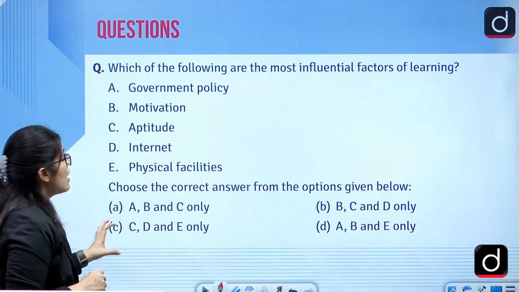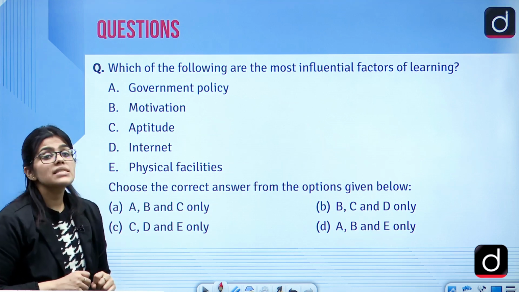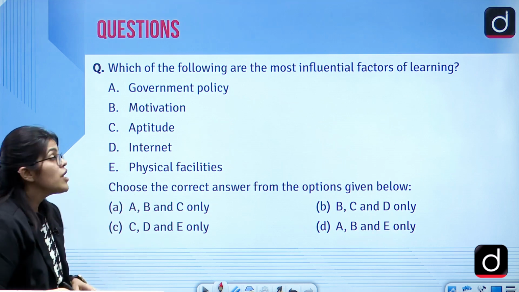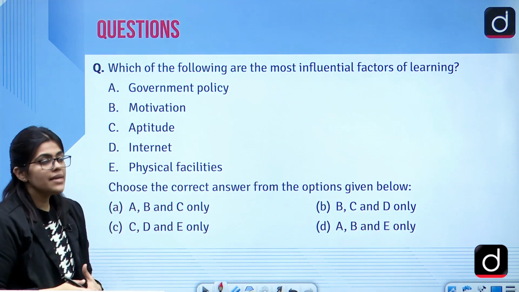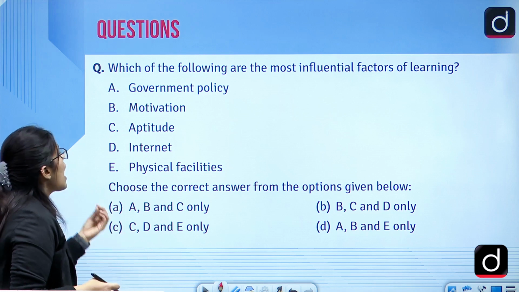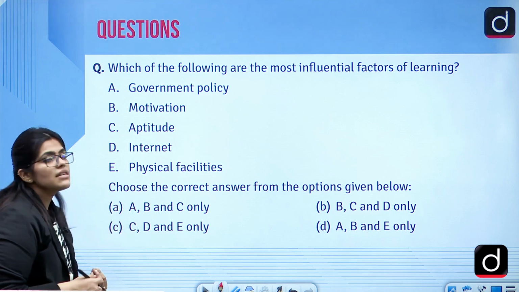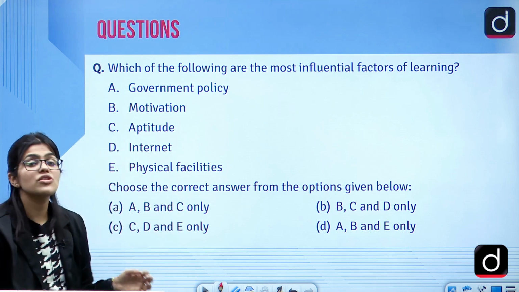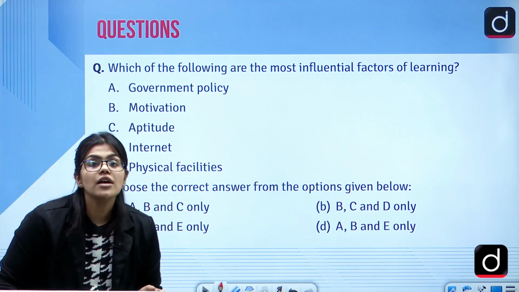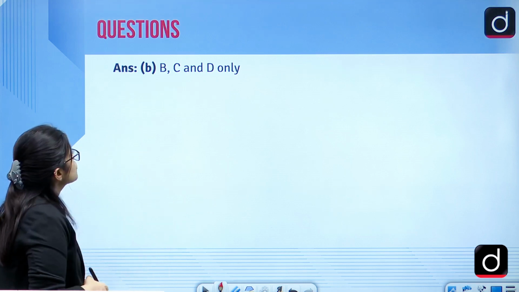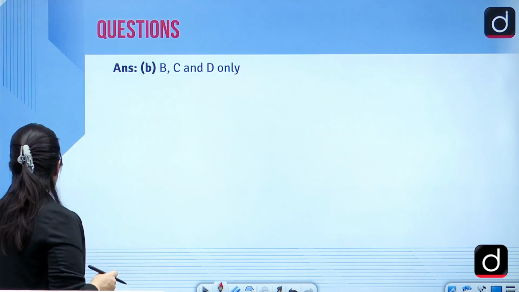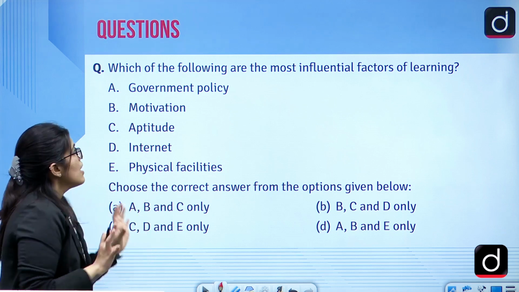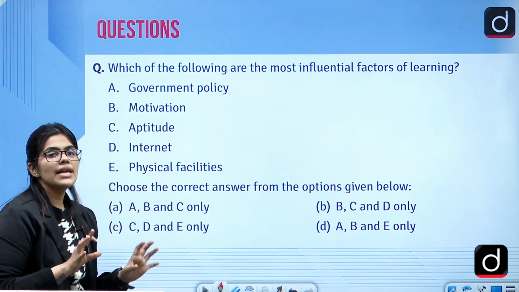Then we have the last question. Which of the following are the most influential factors that can influence, of course, your learning? Do you think government policy, or motivation, aptitude, internet and physical facilities? Out of these, what do you think can be the most influential factors of learning? So the answer to this question is B, that means B, C and D. Let me first answer this question in my way.